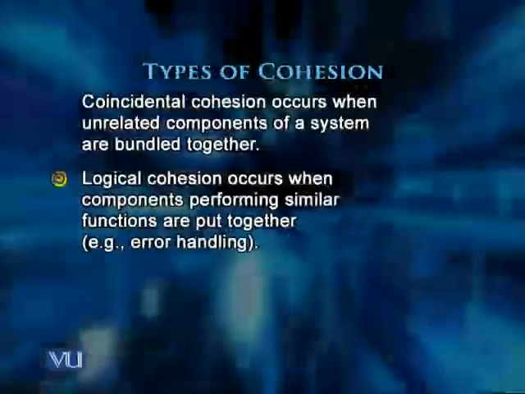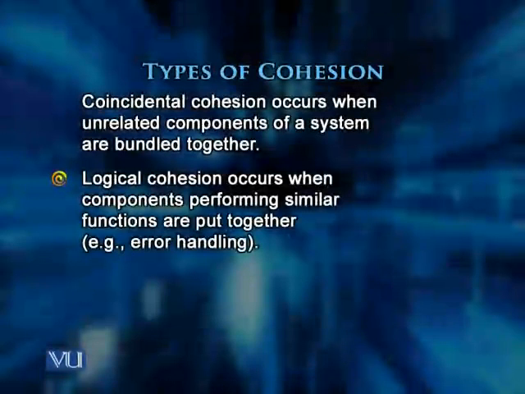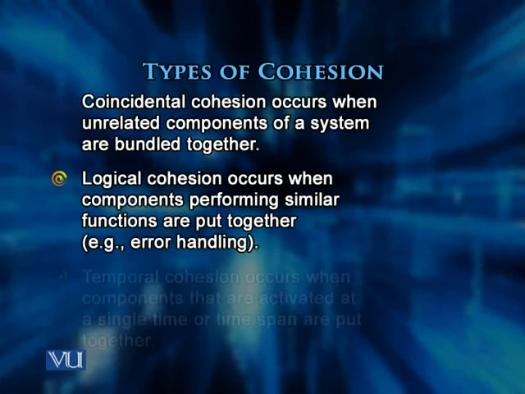So coincidental cohesion occurs when unrelated components of a system are bundled together. They don't have a relationship. Logical cohesion occurs when components performing similar functions are put together. For example, error handling is sometimes put together.